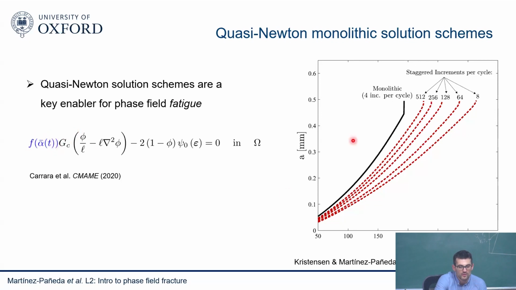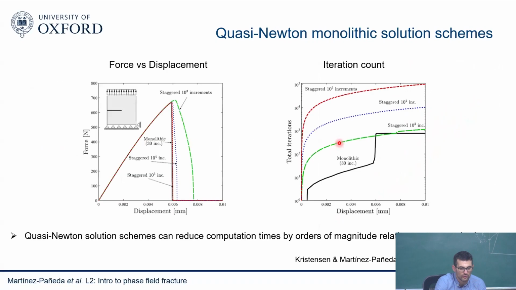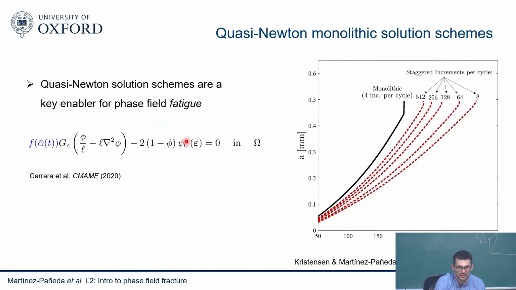But here, it's important that you use these techniques because if you use a single pass staggered, you are accumulating errors every cycle. So this little error that you don't care about, in fatigue you do care because you're accumulating it every cycle, and you can see here that you need hundreds of increments per cycle, and of course we're going to run millions of cycles. So basically these quasi-Newton monolithic solution schemes are a key enabler, I think, of phase field fatigue models.